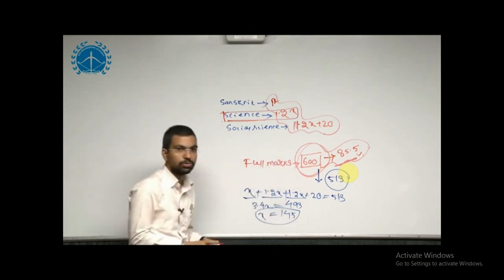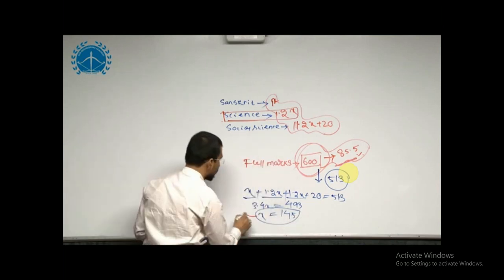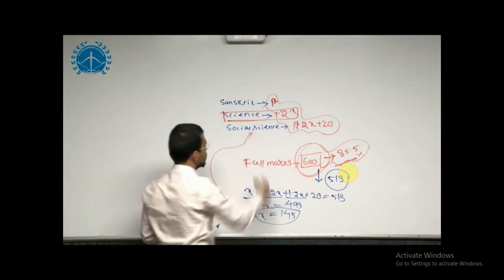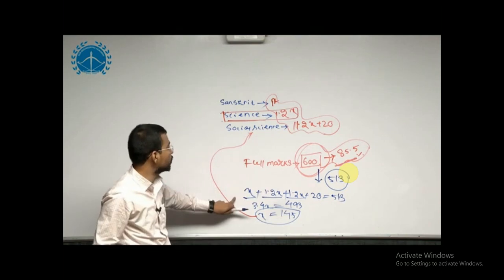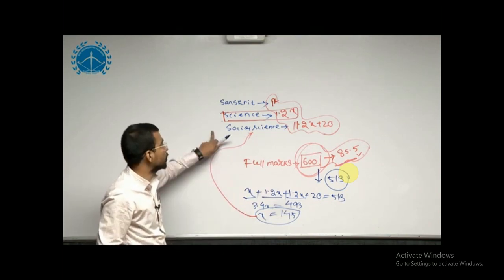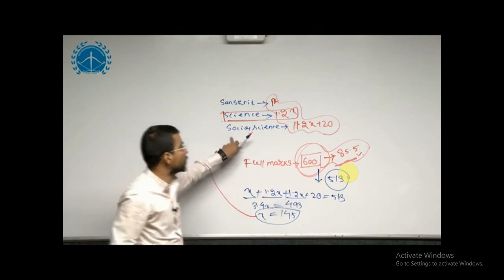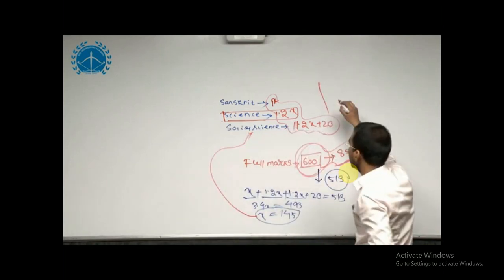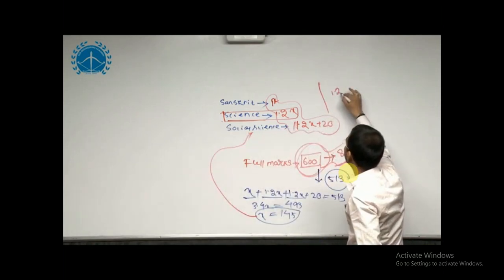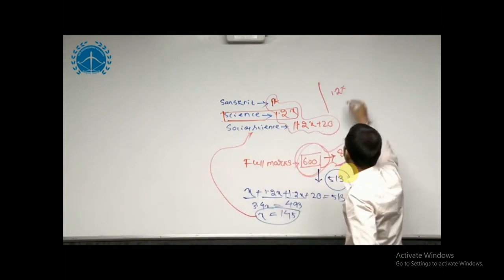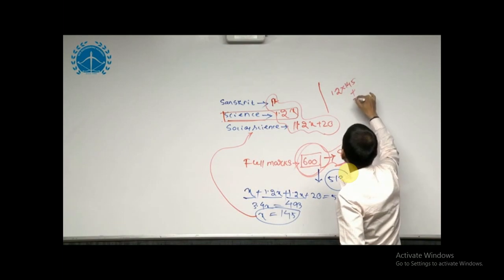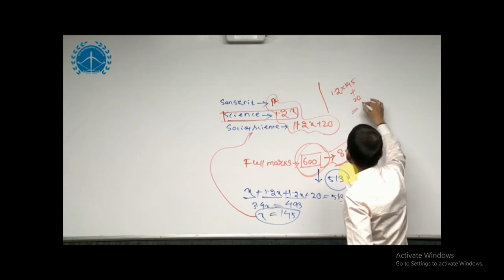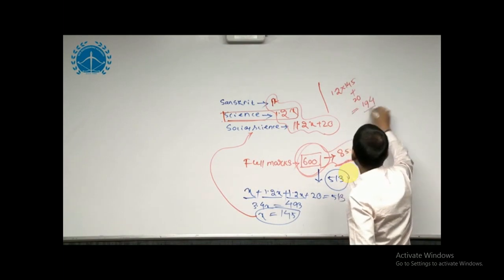Then my question is how much mark I will get in social science, or exactly what mark person A got in social science. For the social science mark calculation, I need to write 1.2 into 145 plus 20, which is nothing but how much? 194. How have I calculated this?